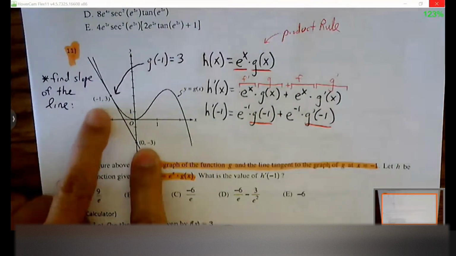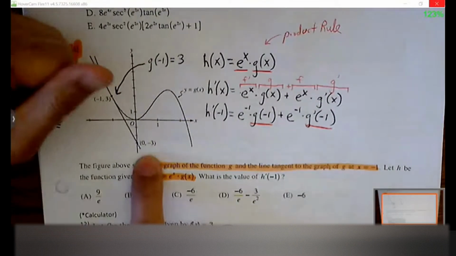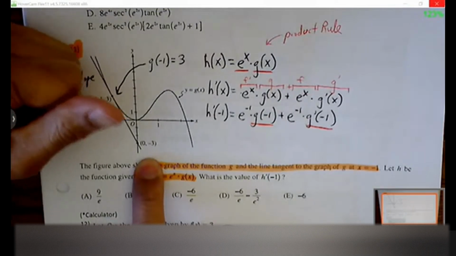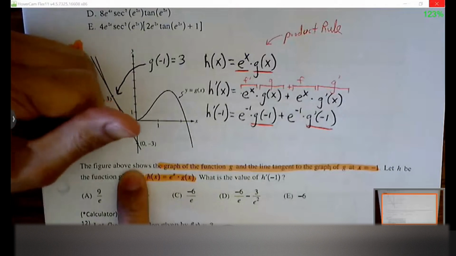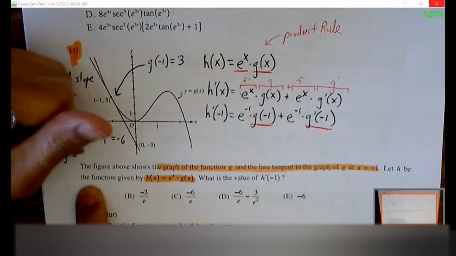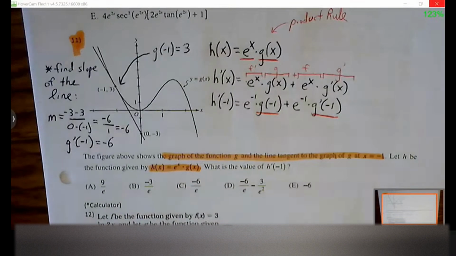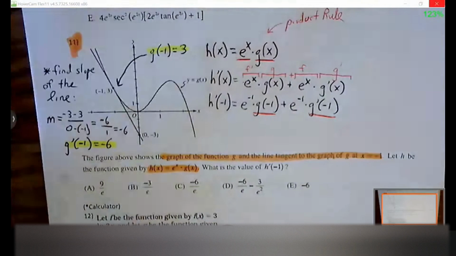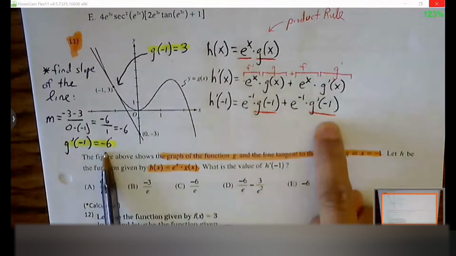Conveniently, they give us two ordered pairs, so we can do change in y over change in x. -6 over 1 is just -6. Because the slope of the line is -6, we can conclude that g prime of -1 is also -6. All right, we have the pieces that we need to enter in and find our value. Replace g of -1 with 3 and replace g prime of -1 with -6.